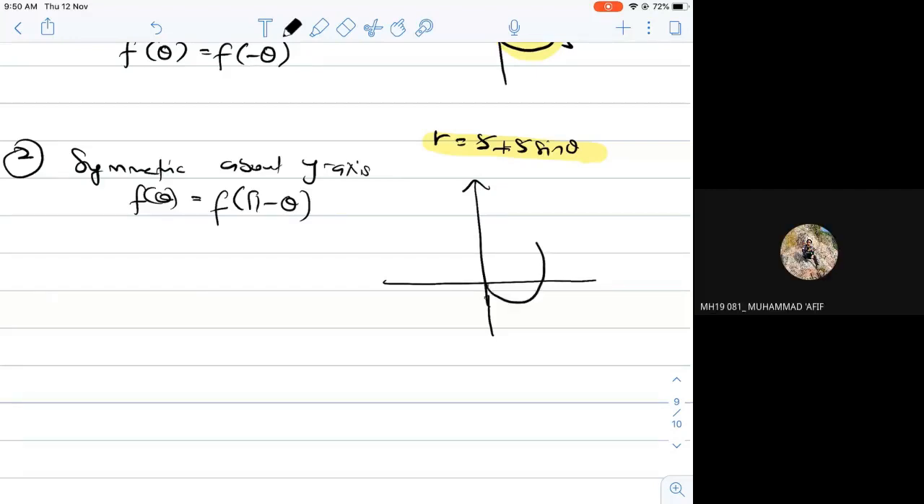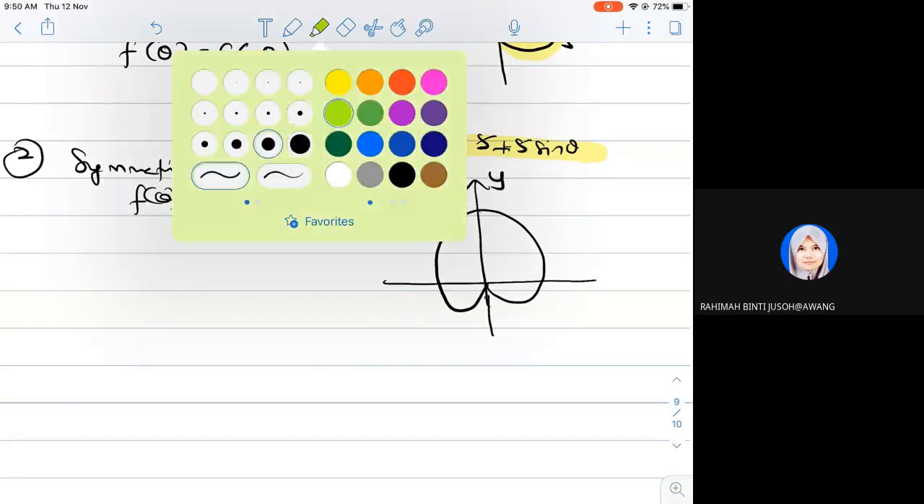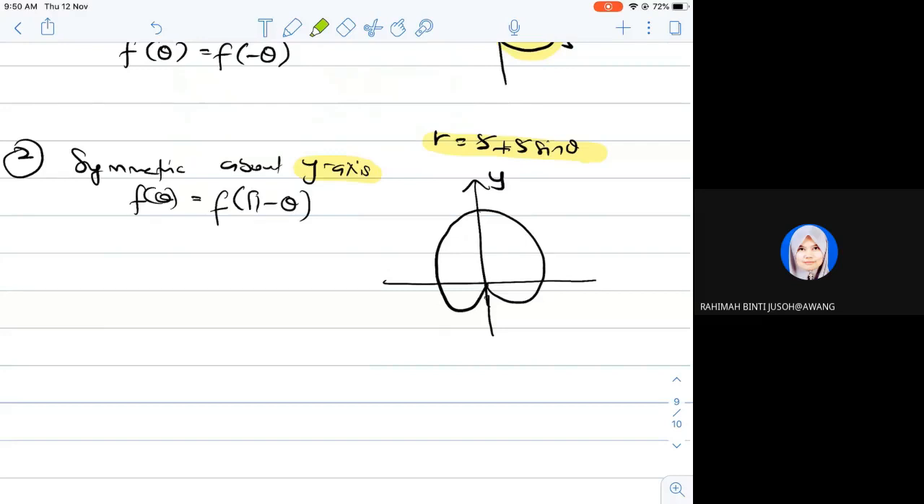Atas. Here, right? So now, y-axis. What does it mean by symmetry about y-axis? Ialah when you fold your paper with respect to y, bila you lipat kertas terhadap paksi y, this curve will be reflected here. That's what it means by symmetric about y-axis. Kalau graf ni you lipat pada paksi x, dia tak simetrik. Tapi graf ni dia simetrik pada paksi y. Understand?